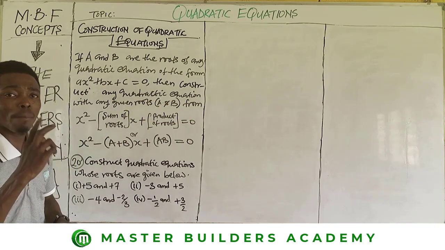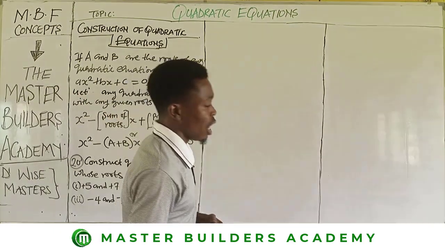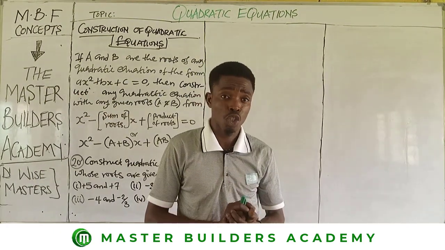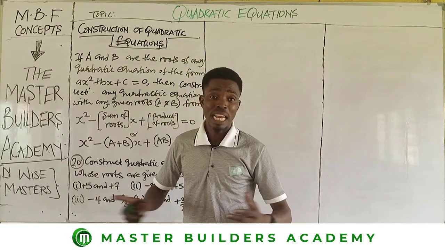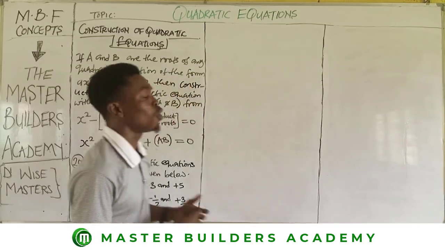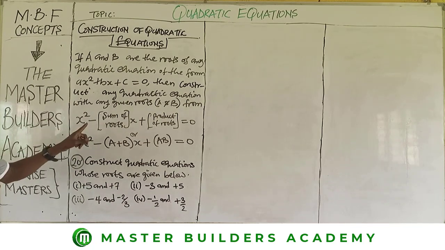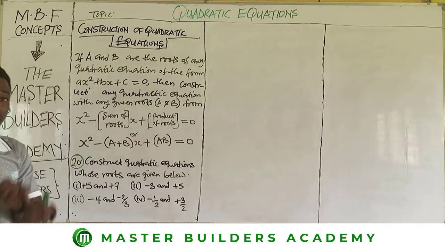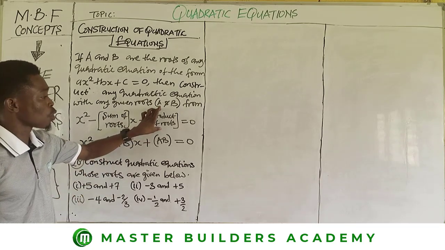Now, there are 2 major methods of constructing, deriving, or formulating quadratic equations when the roots are given. There are basically 2 methods, but in this video tutorial, we are limited to 1 method, which is the formula method. We are going to be using the formula method. So the formula to construct any quadratic equation is what we have on the board: x² minus the sum of the 2 roots that you are given times x, plus the product.